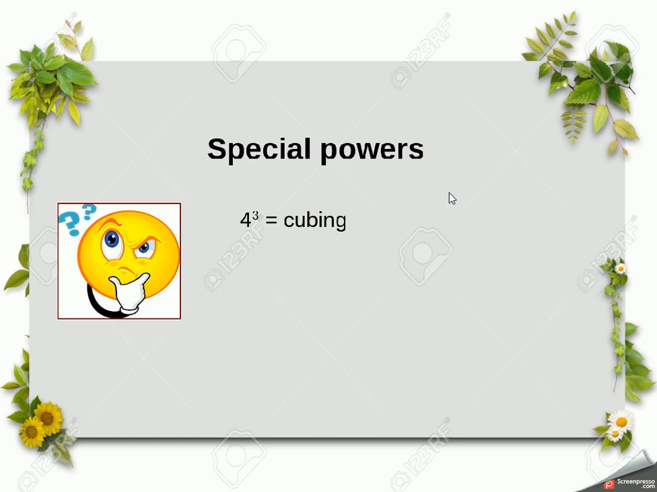Another one that has a special name is the power of 3. We don't say 4 to the power of 3 or 3 to the power of 3 or 7 to the power of 3. We say cubing. So 4 cubed is 4 times 4 times 4, which is 64. So a cube number is a number multiplied by itself twice, where it appears 3 times.